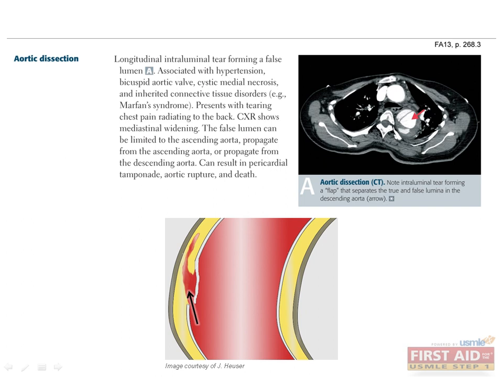Patients will classically complain of severe tearing chest pain that radiates to the back. It carries high risk of mortality, either due to aortic rupture, which is rapidly fatal, or due to other causes, such as hemopericardium, leading to tamponade, or even occlusion of the carotid vessels.